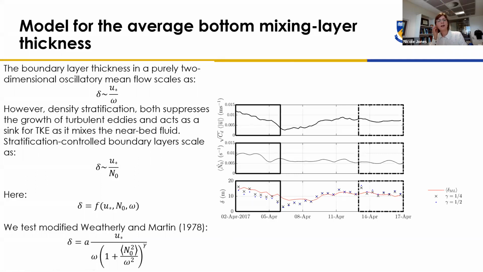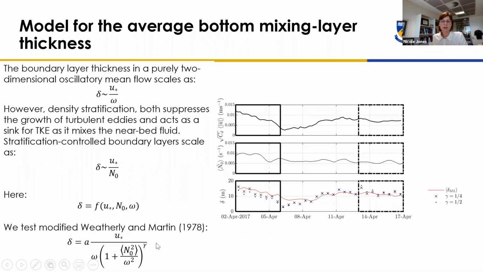So this is what our average data looks like over the 2-week period. So you can see that, and this mixing layer height in the red line is based on our backscatter estimate of the mixing layer height. And the crosses and circles are showing you the results of two different models, one with the exponent gamma being equal to 1/4 and the other with gamma equal to 1/2.